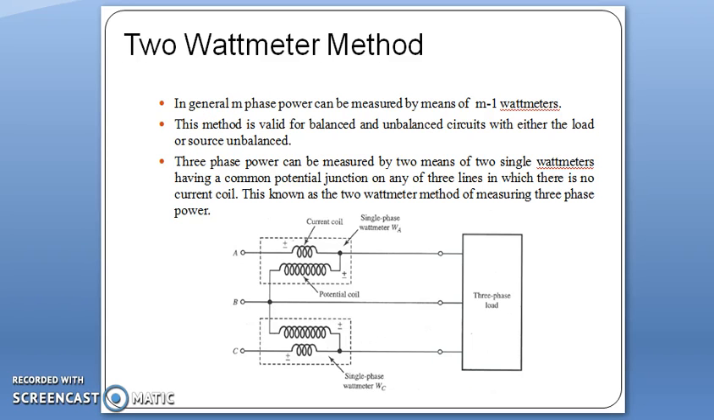The 2 wattmeter method. In this slide, we discuss how to measure the three-phase power by 2 wattmeters. In general, n-phase power can be measured by means of n-1 wattmeters. This method is valid for balanced and unbalanced circuits, with either the load or the source unbalanced. The three-phase power can be measured by means of two single-phase wattmeters having a common potential junction on any of the three lines in which there is no current coil. This is known as the 2 wattmeter method of measuring the three-phase power.